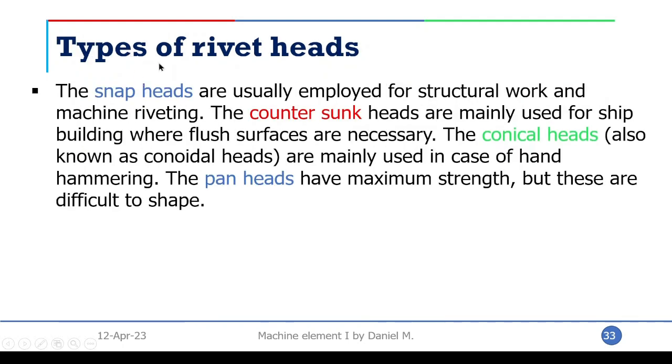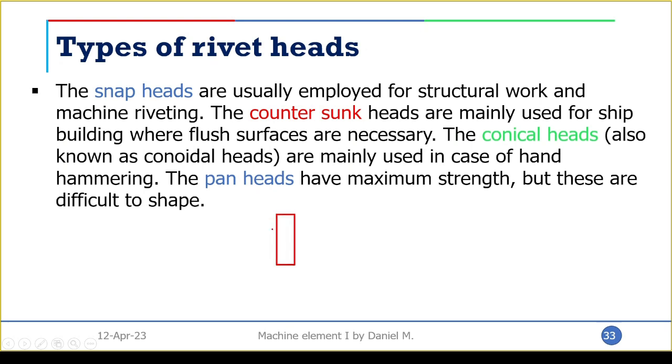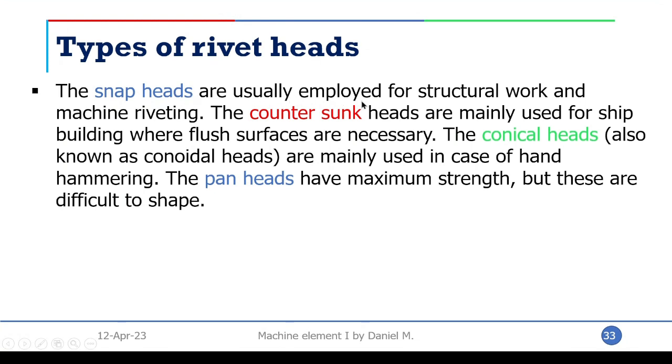What are types of rivet heads? Depending on the shape of the heads, there can be different types of rivets. The one we previously looked at is known as snap head. In this case, we're concerned about the shape of the head. Depending on this only, there are a number of rivets. Snap heads are usually employed for structural work and machine riveting.